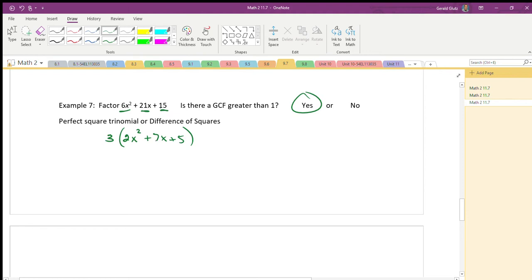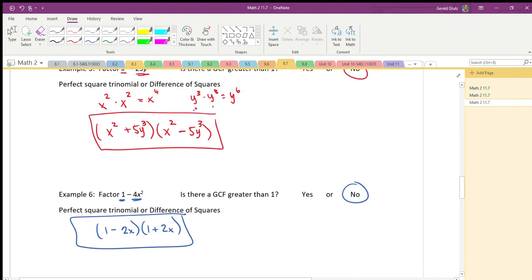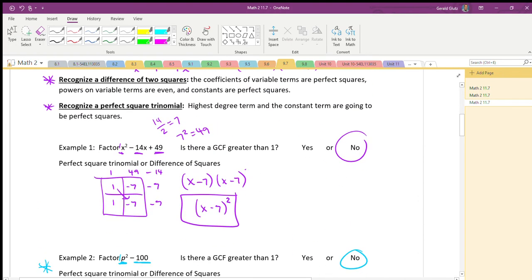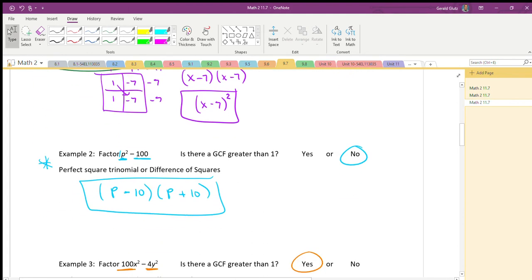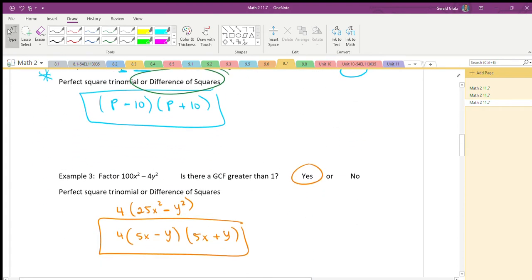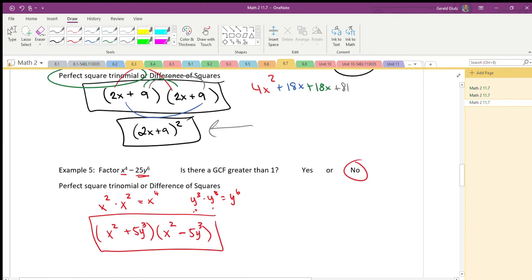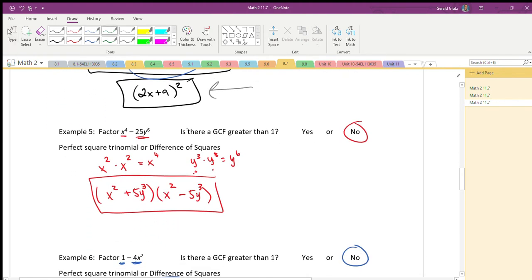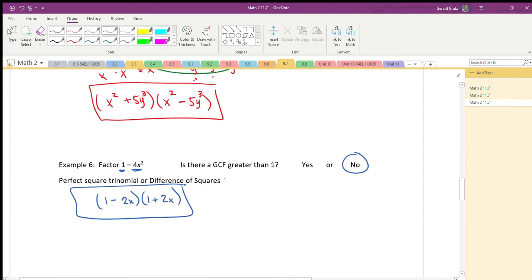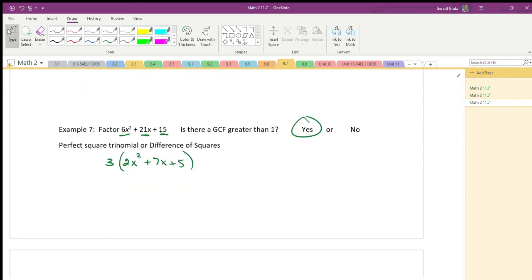So now I'm going to see if I can factor what's inside of here. And I forgot to circle all these things previously. So this was a perfect square. Difference of squares. Difference of squares. Whoops. Perfect square. Example 5 was difference of squares. 6 was difference of squares, and then back to 7.